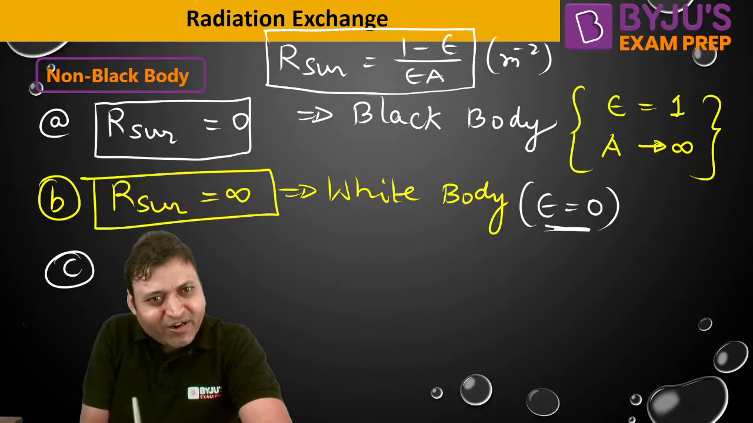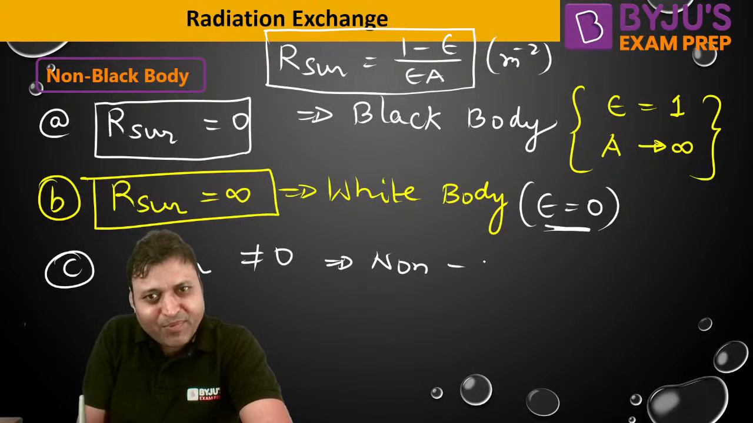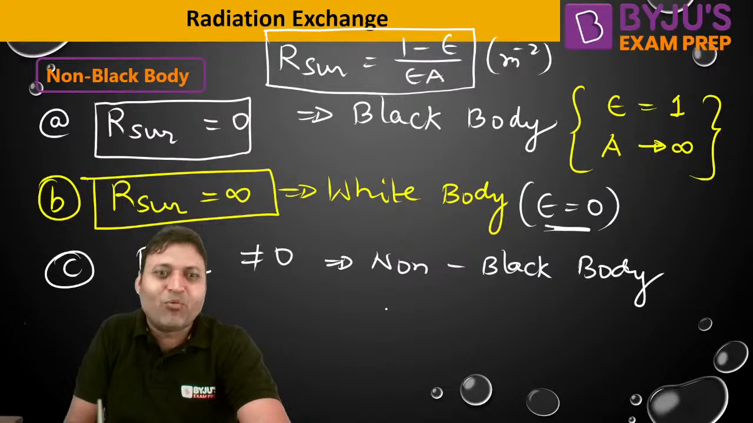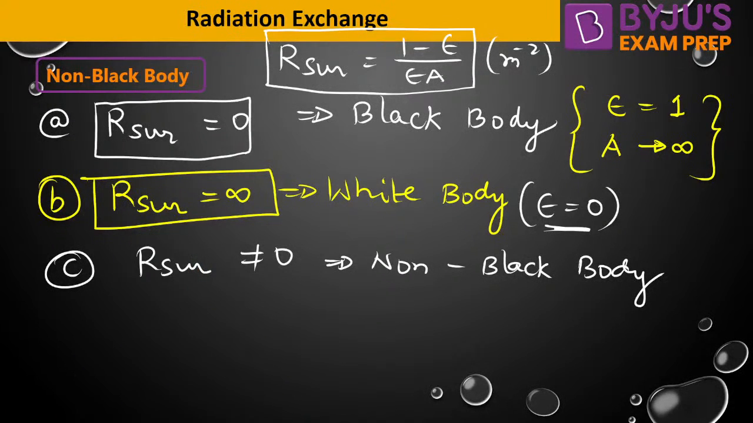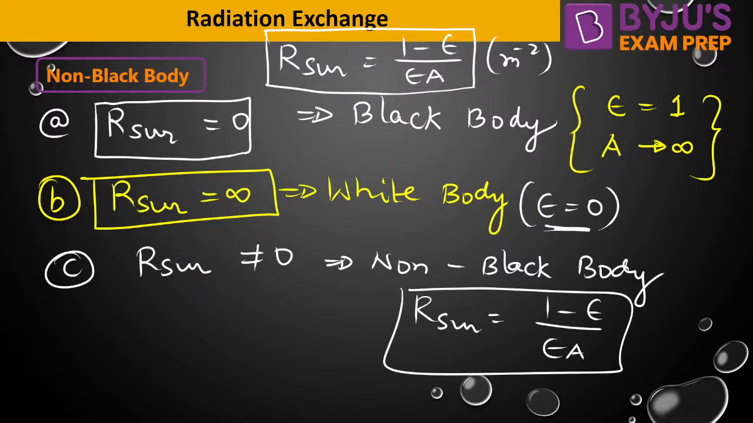And whenever the surface resistance is non-zero, then the body can be called a non-black body. For a non-black body, surface resistance will be non-zero and can be calculated by using the formula (1 minus epsilon) upon (epsilon into A). Are you getting the concept of non-black body? Is this clear to everyone?